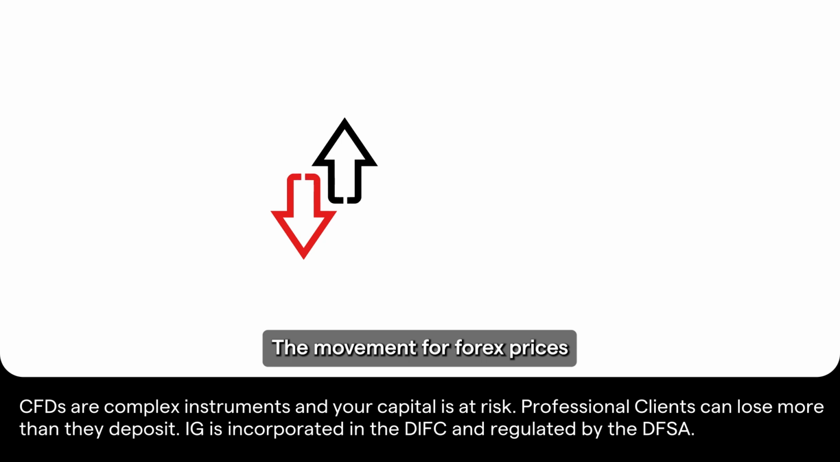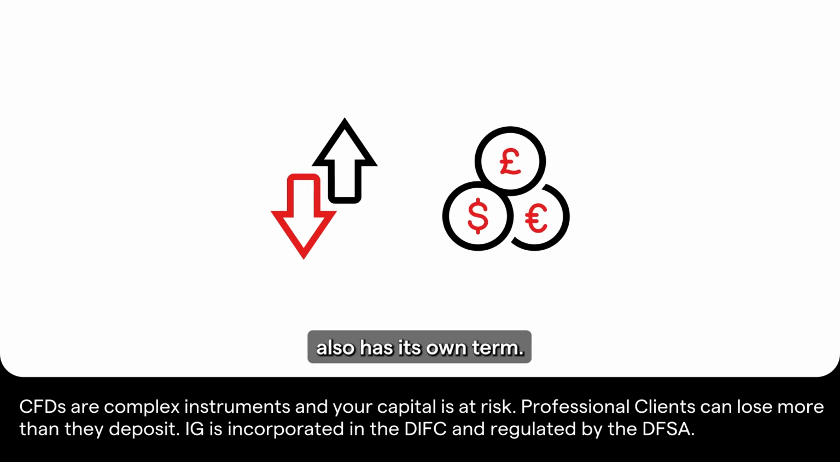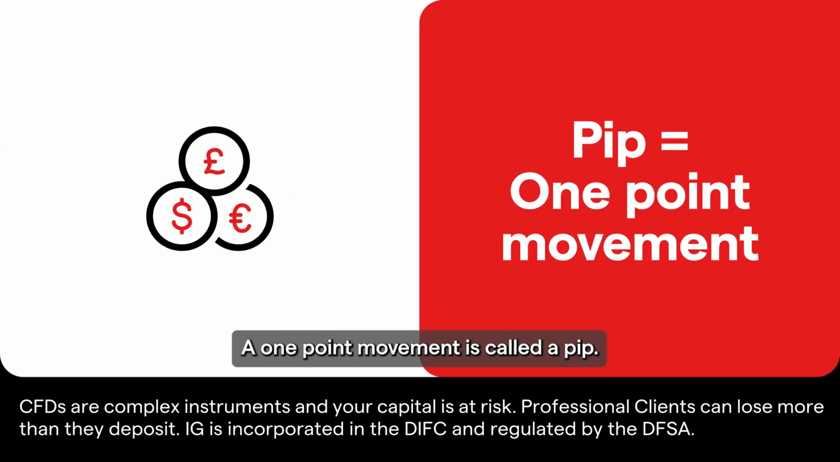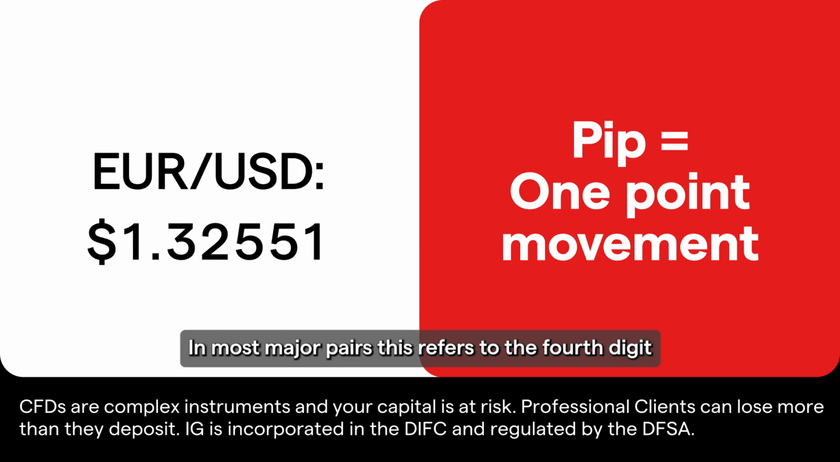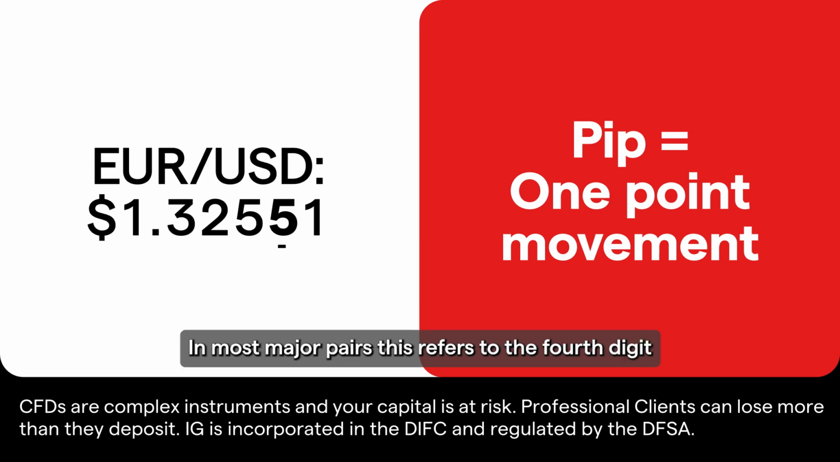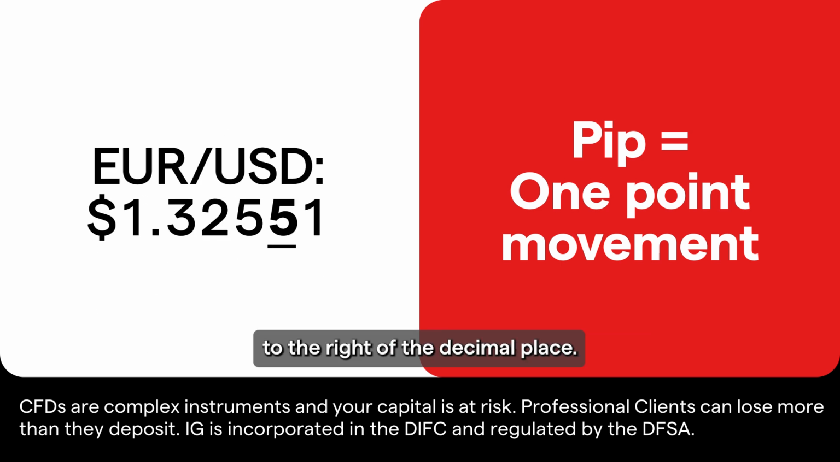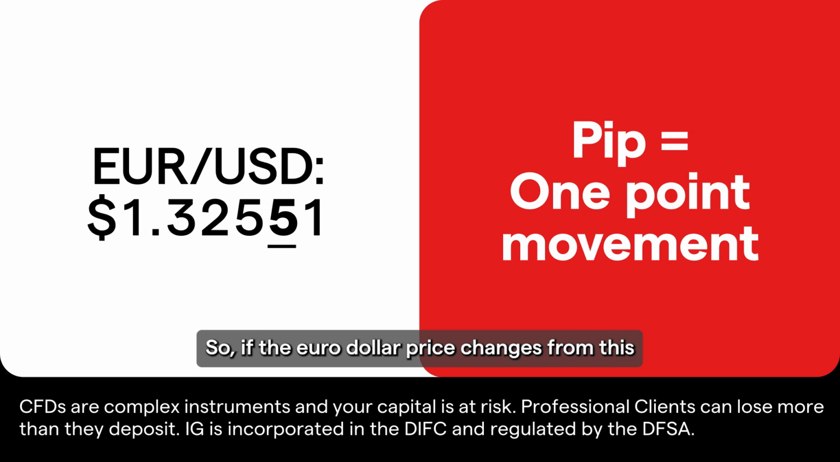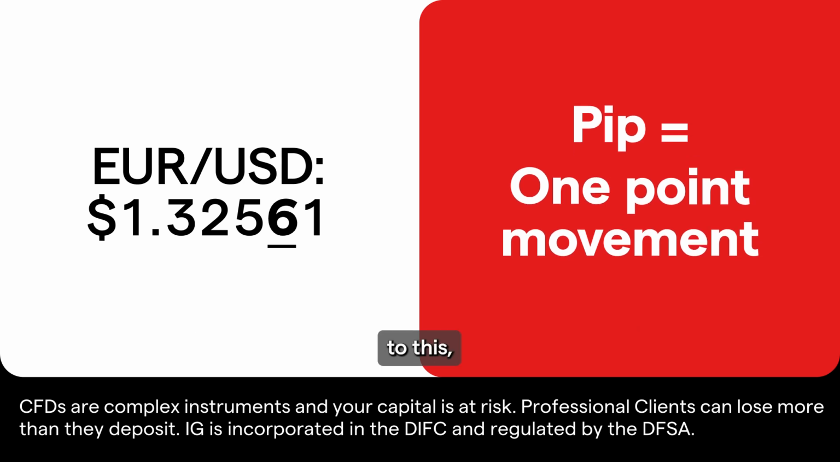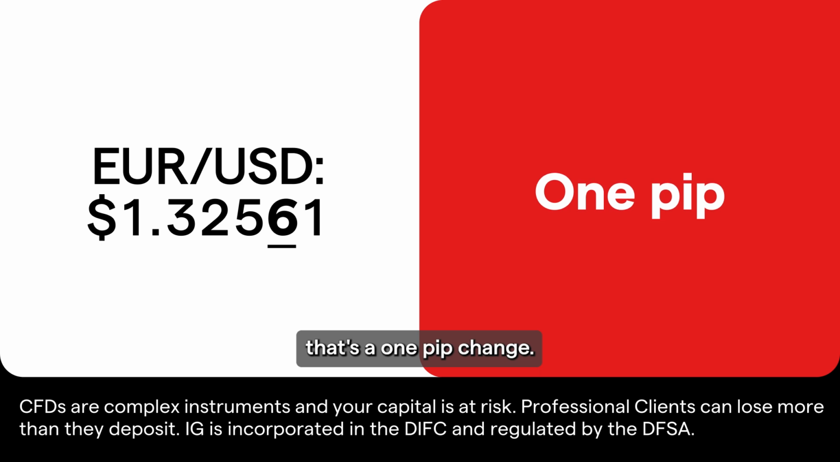The movement for Forex prices also has its own term. A one-point movement is called a pip. In most major pairs, this refers to the fourth digit, to the right of the decimal place. So, if the euro-dollar price changes from this to this, that's a one-pip change.